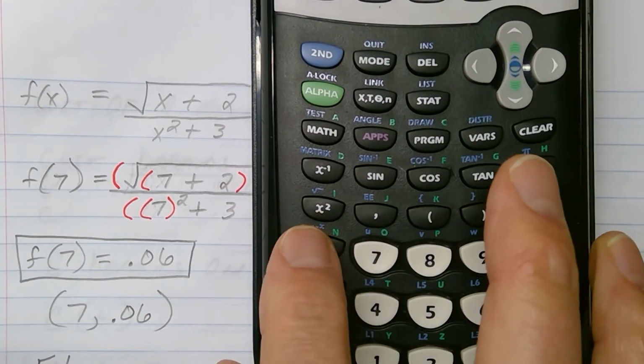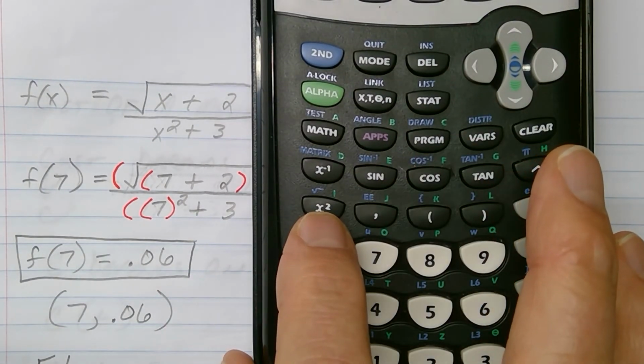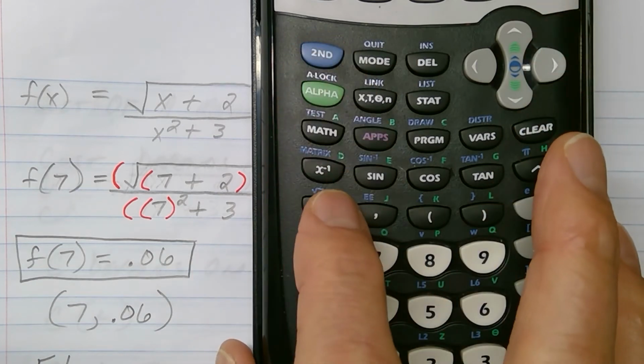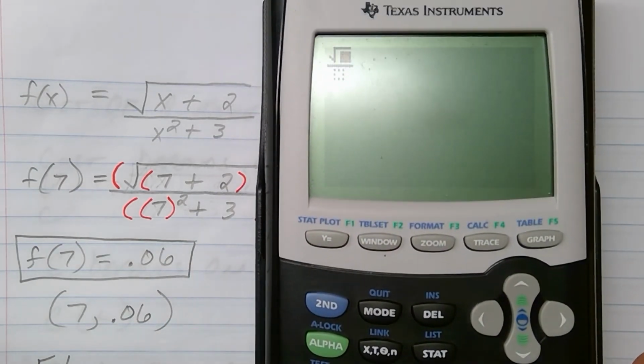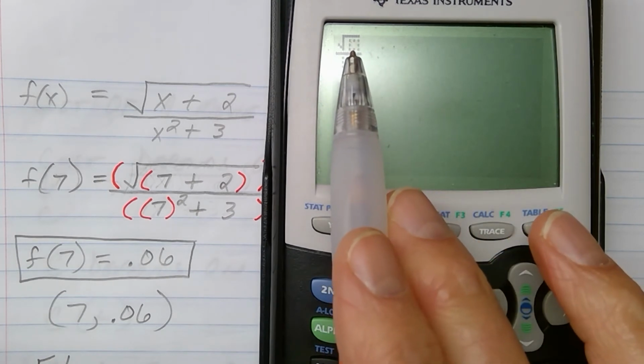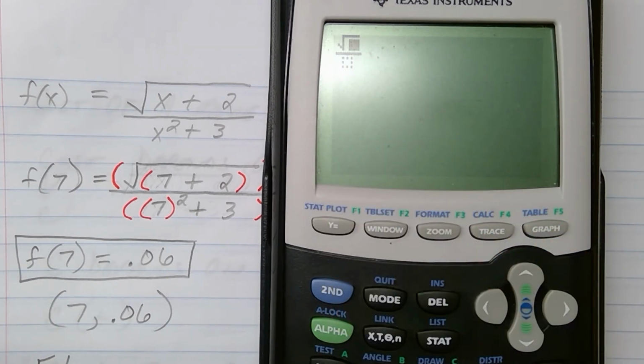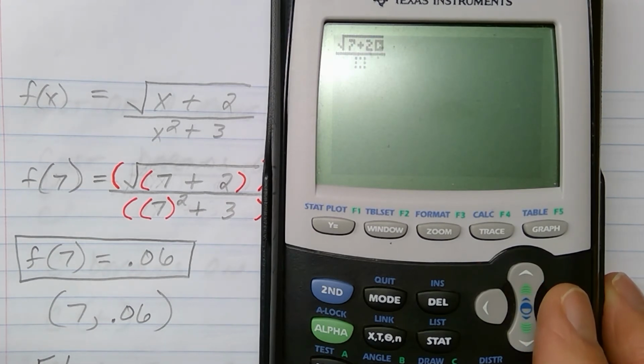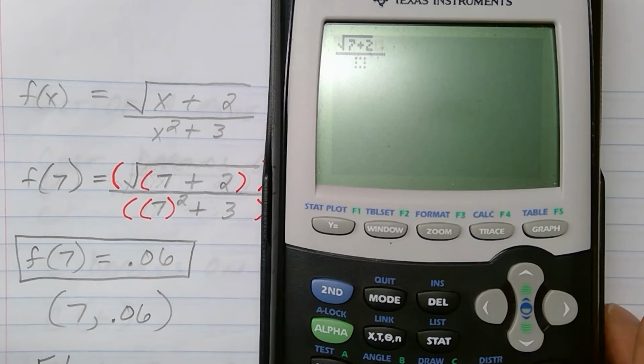All right, root's right there above the x squared key. So that's blue, second root. Now this is easier on the 84 because I don't have to use parentheses under the root. I can just type in what's under the root, 7 plus 2. Now if I need to get out of the root, I just go one step to the right using my arrow keys, and now I'm outside the root.